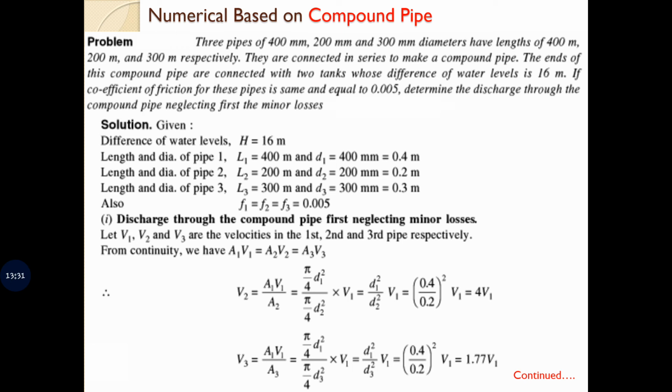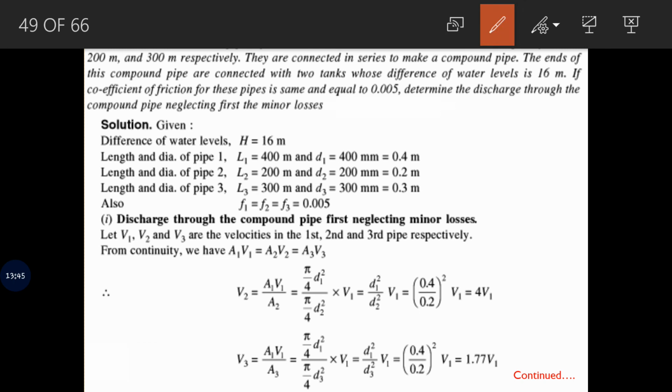The coefficient of friction, meaning the f value, is given, wherein we need to incorporate the equation as 4 f L v square, because the coefficient of friction is given to us. The coefficient of friction is given equal for all the pipes, so f1 is equal to f2 is equal to f3, and the value is going to be 0.005. Determine the discharge flowing through the compound pipe, and we need to neglect the minor losses. So minor losses are going to be neglected.